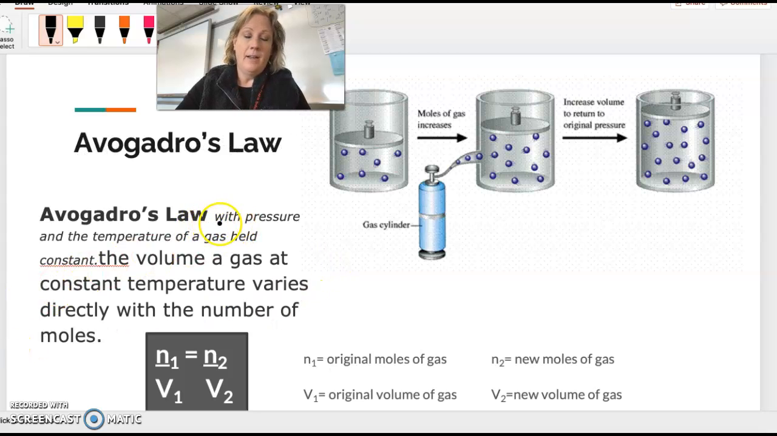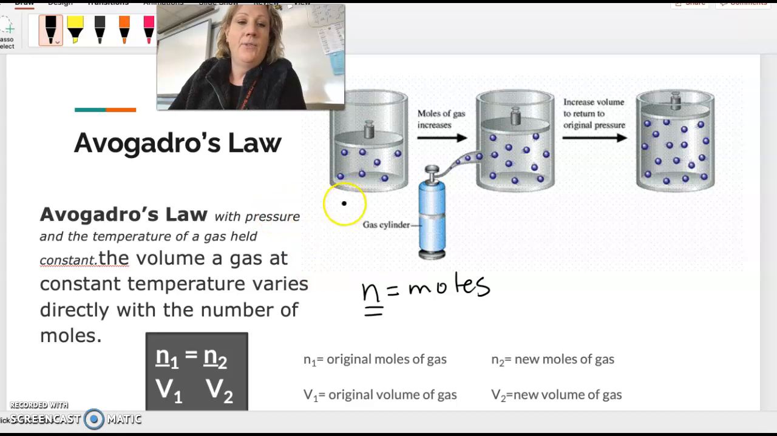One last law before we get into combining all four of these is Avogadro's law. With Avogadro, this is the first time you're seeing the mole. N is moles. When we're talking about gas laws, that's the letter we use. In this one, temperature and pressure are constant, and we're just talking about the moles of the gas and the volume. If I increase the number of moles of gas, then the volume is going to increase. This is as simple as pumping air into your bike tire. You're adding moles of gas, which cause your tire to get bigger, expand more.